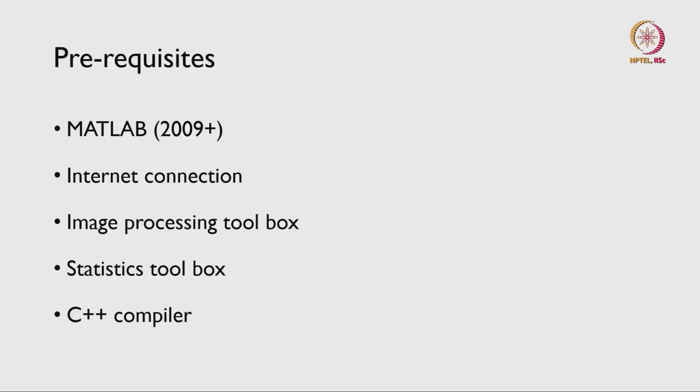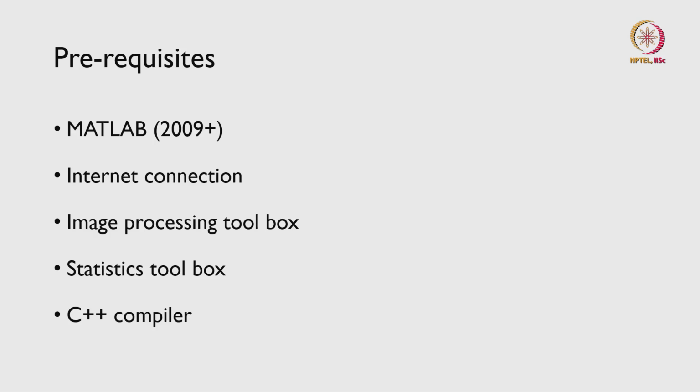Before we start, I will briefly mention the prerequisites required for this implementation. First, you need a MATLAB version later than 2009. We will need an internet connection because we have to install this software from their website. In MATLAB we need two toolboxes: first the image processing toolbox and second the statistics toolbox, and MATLAB needs to have a C++ compiler coupled. I will briefly show you how to do all this process yourself.